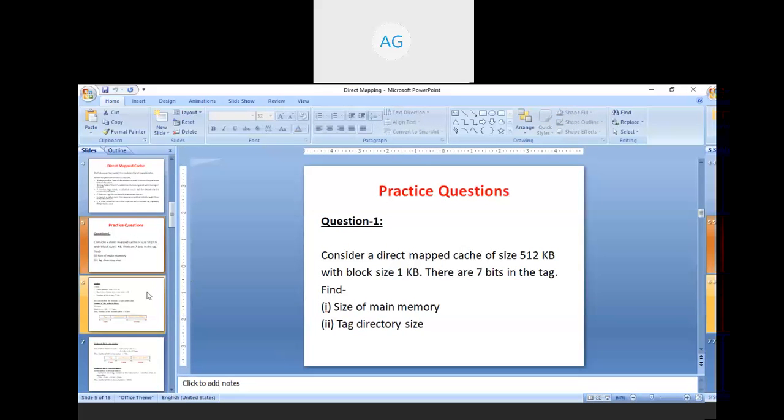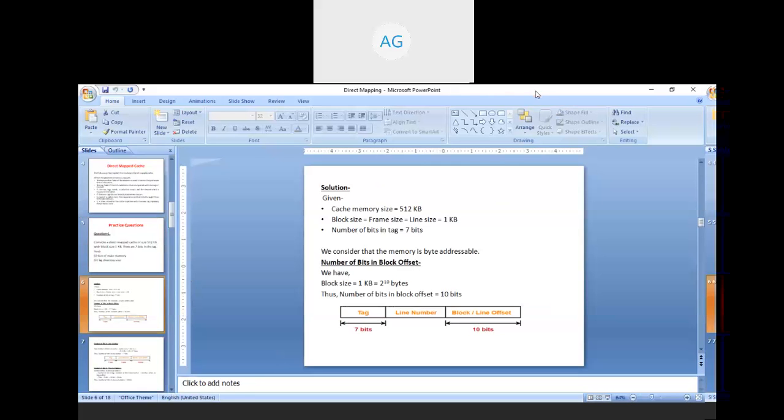So let's move into the next slide. So this is the solution. Here is how we can solve this question. First you need to write what is being given to you. So you are given cache memory size, which is 512 KB. Block size is given to you, but we already know that block size is equal to frame size is equal to the line size, and its size is given as 1 KB, and the number of bits in the tag is given as 7 bits. So these are the given things from the question.